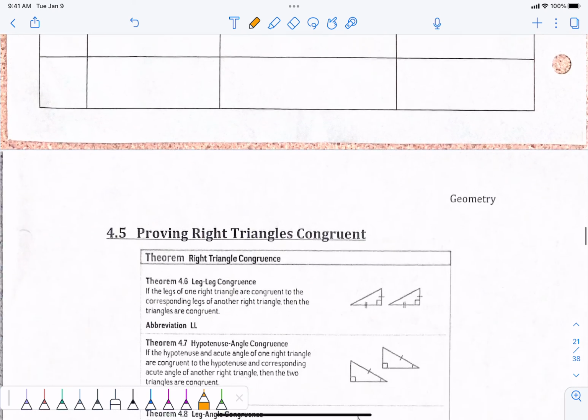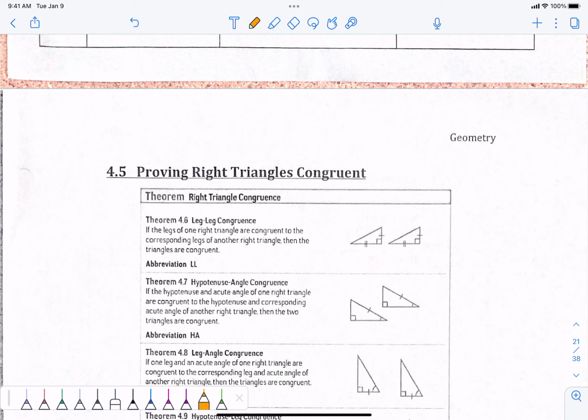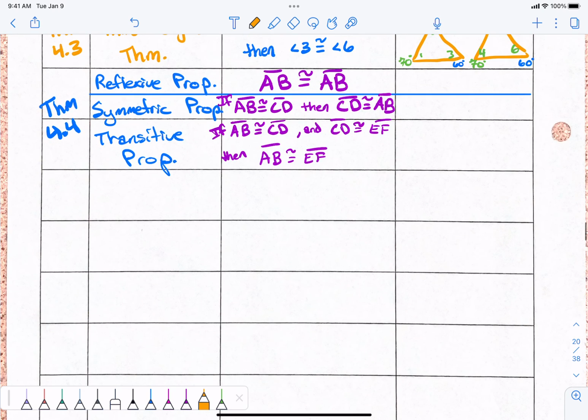So this is section 4-5 notes. They're going to be similar to what we've done already, but we're going to write some stuff down on our theorem sheet that we haven't already written down. So grab that. That's the blue sheet.